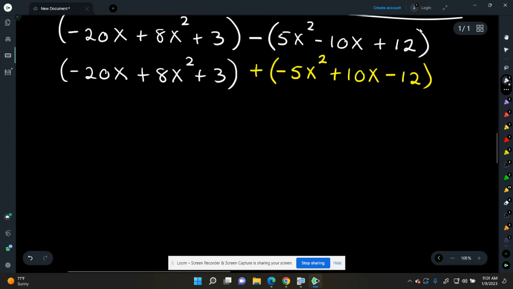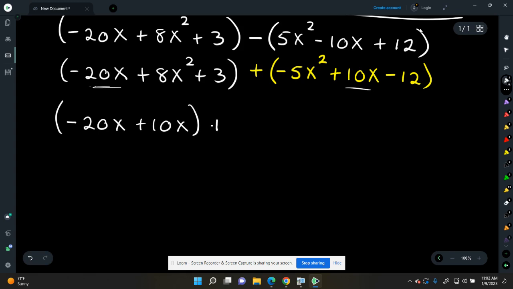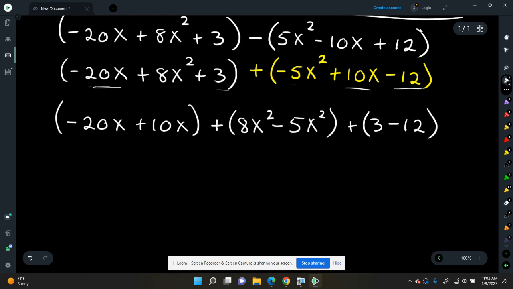Okay. Combining our like terms. So I have negative 20x. Now I'm looking for the x's. So I have a positive 10x. They go together. Okay. Plus, we've got an 8x squared. And I'm looking for x squared. So I have minus 5x squared. Plus, we have 3 minus 12.